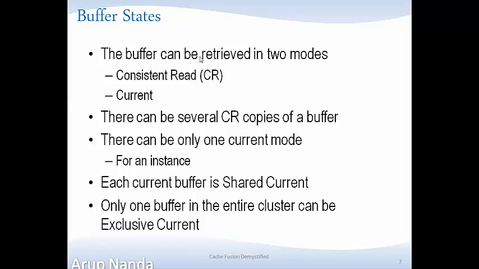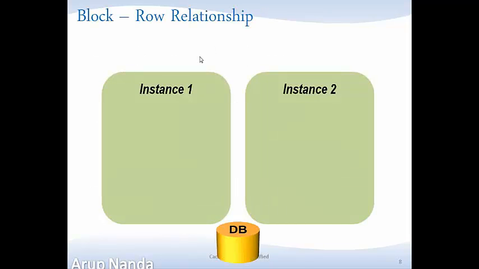So what is consistent read again? Consistent read is a snapshot of a buffer at a particular time only, not anything else. And if at that particular time, another row is retrieved, Oracle creates a copy of it, and so on and so forth. So there could be multiple CR copies. But there cannot be multiple current copies because there can be only one current, and we'll see why that is the case. Let's see the first one.